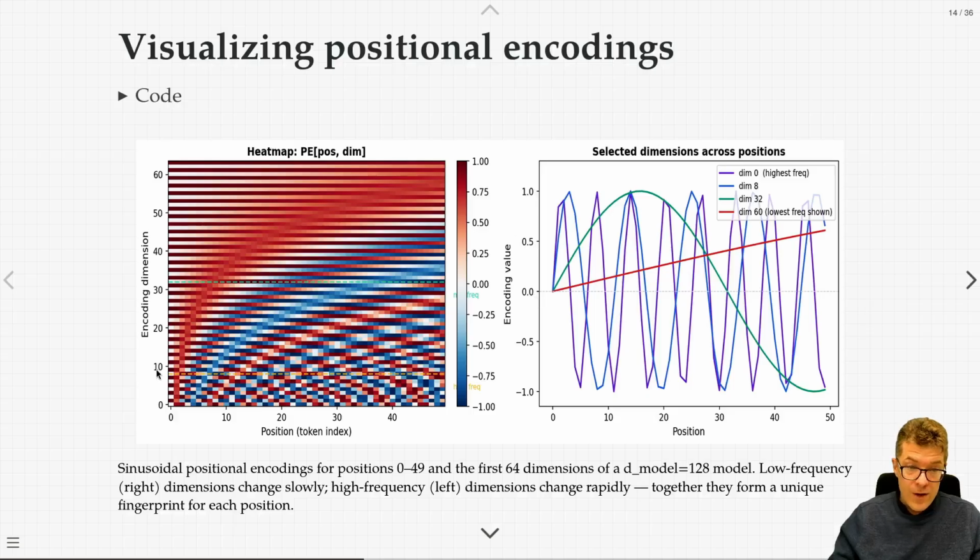And then we can look over here on the left, which is a top-down view of the values. Here we again have the position index of the tokens. So this is the first word in the sequence, the second, the third, the fourth, all the way to the end of this sequence. We're encoding sequences of length approximately 52 or so. And then you have the encoding dimension. Basically, how many of these sine waves do we have available to us? And that's the y-axis here.